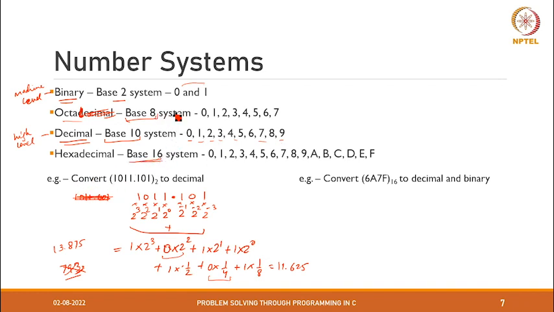Why these higher base systems have been defined, especially the hexadecimal system, is because you can represent very large numbers in very short form. For example, if you calculate this, you will know how big a number this is.